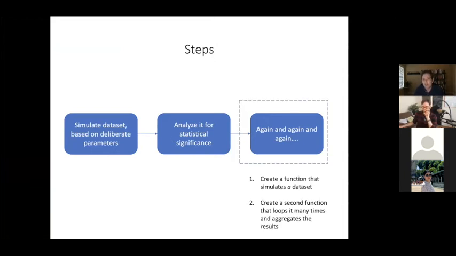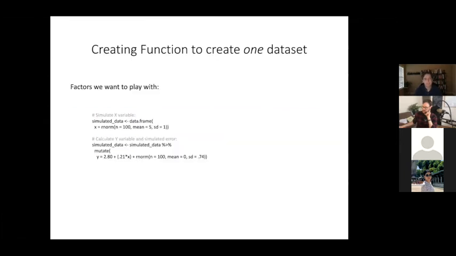And the approach I'll recommend here is that we create a function that simulates just one data set. And then we use that function within a second function that creates a loop to do this as many times as we'd like. It's a little abstract, so we'll go through it. So let's start by looking at the code that we just used to generate values of X and Y.